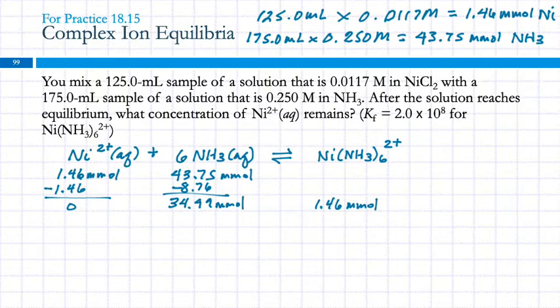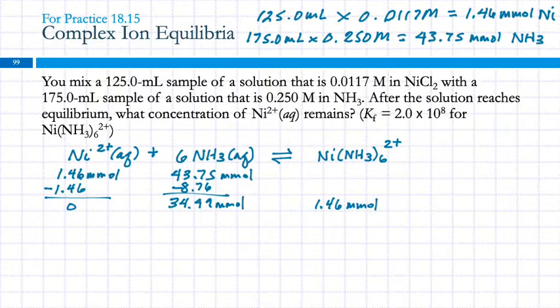This is like the before, change, after tables for the titrations. We've got an amount, we add some stuff, and then we see how it reacts, right? So these are millimoles, but I need concentrations. So what's my total volume now? 125 plus 175. 300 milliliters.